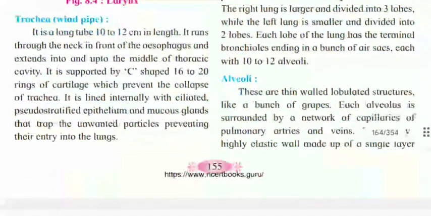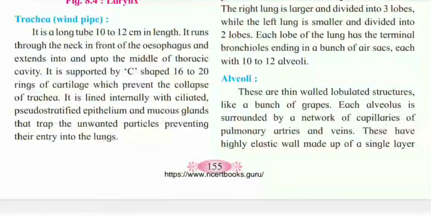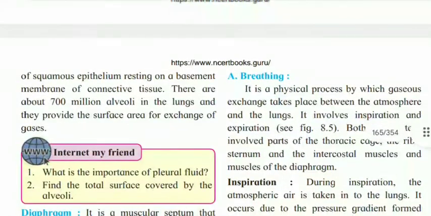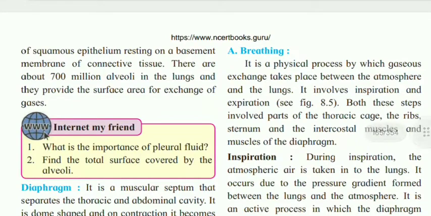Now let's see alveoli. These are thin walled lobulated structures like a bunch of grapes. Each alveolus is surrounded by a network of capillaries of pulmonary arteries and veins. These have a highly elastic wall made up of a single layer of squamous epithelium resting on a basement membrane of connective tissue. There are about 700 million alveoli in the lung, and they provide the surface area for exchange of gases.